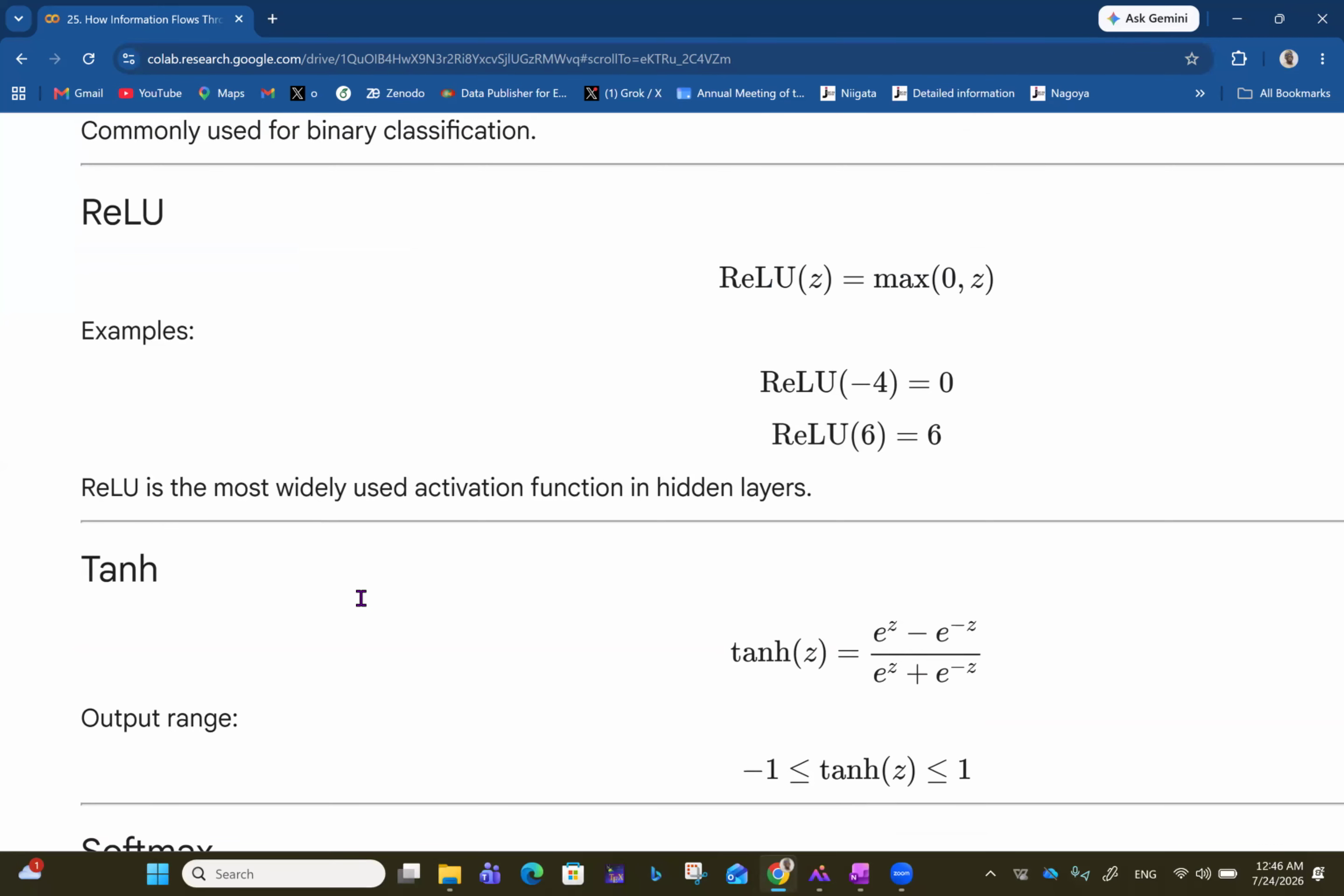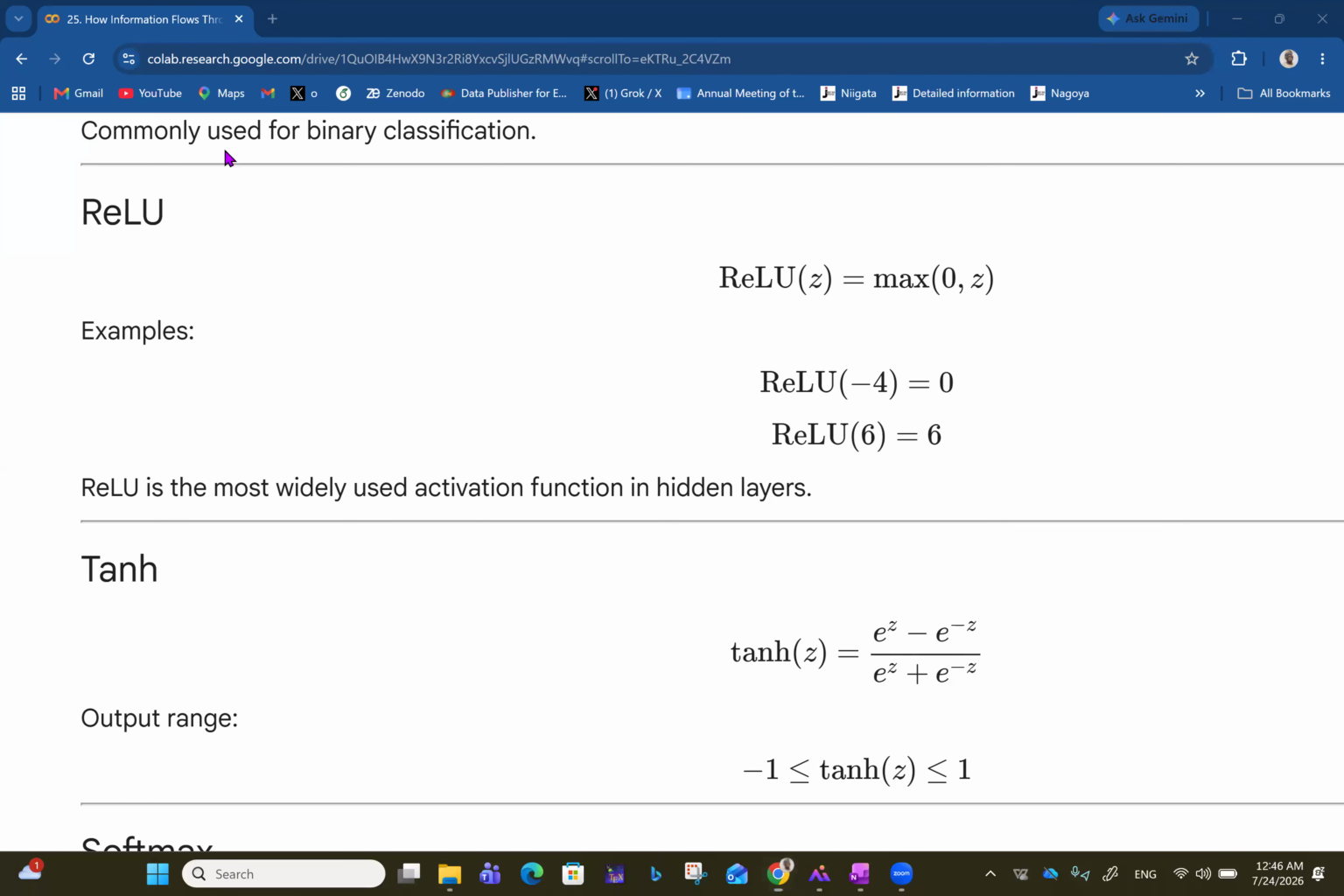Then you have the Tanh activation. For the Tanh activation, that's e raised to power z minus e raised to power minus z, all over e raised to power z plus e raised to power minus z. So the output range is that the tanh of z always lies between minus 1 and 1, and it is some kind of saturation function.